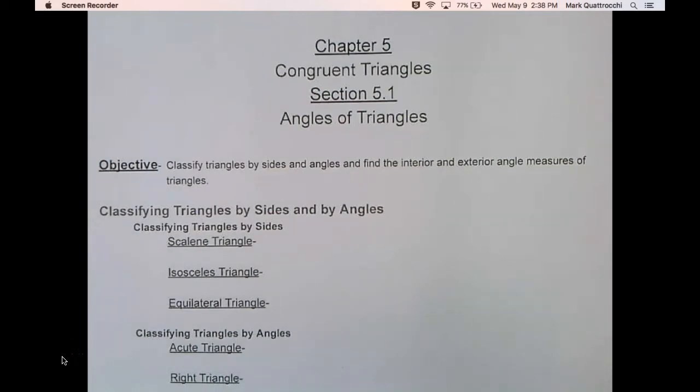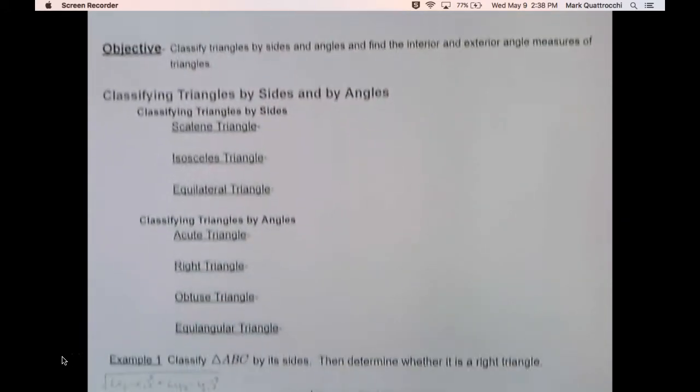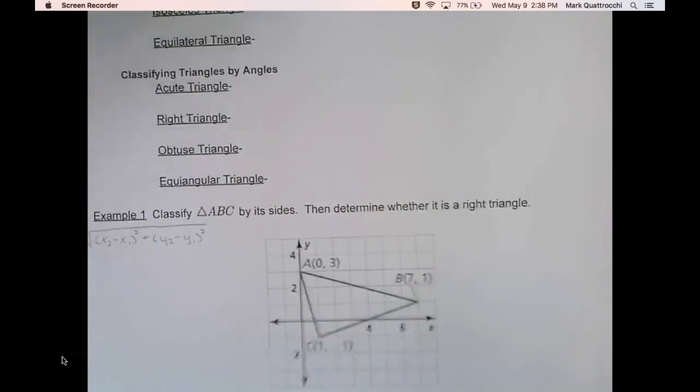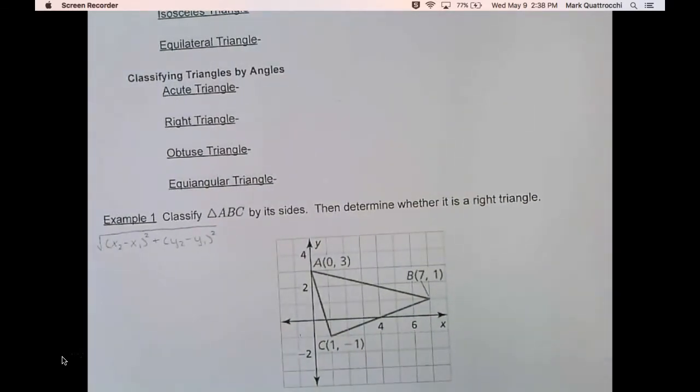Chapter 5 Congruent Triangles, Section 5.1 Angles of Triangles. Example 1. Classify triangle ABC by its sides, then determine whether it is a right triangle.